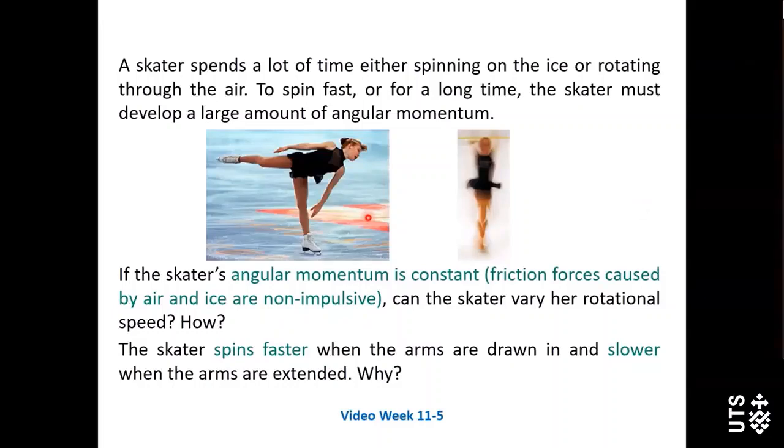In an ice skating spin, the friction forces from air and ice are very small, so they can be treated as non-impulsive. The sum of angular impulse should be approximately zero. So conservation of angular momentum can be applied. Okay, let's watch a video.